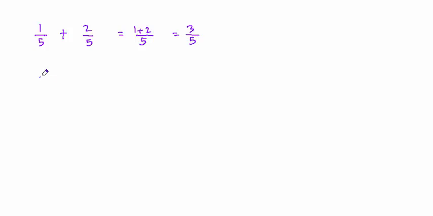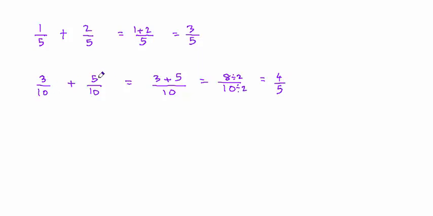Similarly, if you wanted to add the fraction 3/10 to the fraction 5/10, you would do 3 plus 5 on the top and keep the same denominator, which is 8/10. And then if needed, you could simplify this fraction to its lowest term, meaning divide 8 and 10 by the greatest common factor, or GCF, which happens to be 2. 8 divided by 2 is 4, so we have a 4 on the top, and 10 divided by 2 is 5, so we have a 5 on the bottom. So 3/10 plus 5/10 is equal to 4/5.